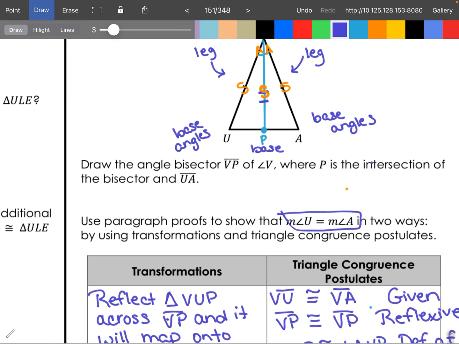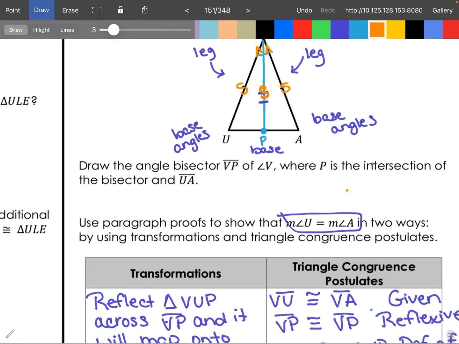So I know that those two triangles are congruent. What I'm trying to prove is that this angle is congruent to this angle. Actually, that the measure of angle U is equal to the measure of angle A. So we've got something that is called CPCTC. So let me just write that down. You're going to see it a lot. CPCTC. What it means: if I have corresponding parts of congruent triangles, then they are congruent.